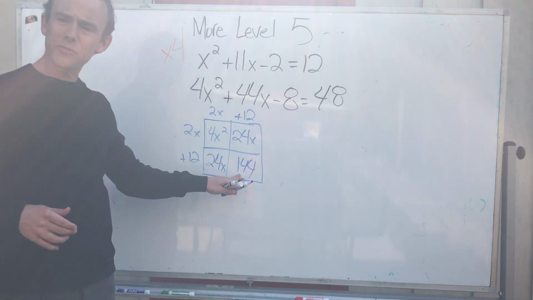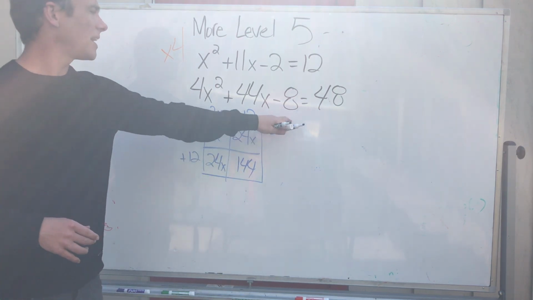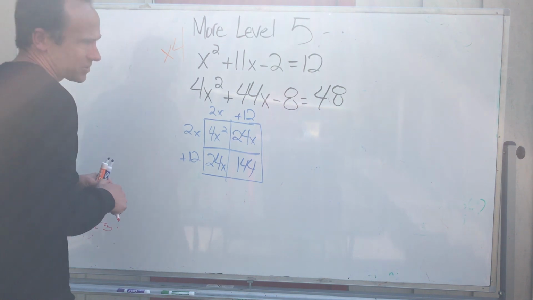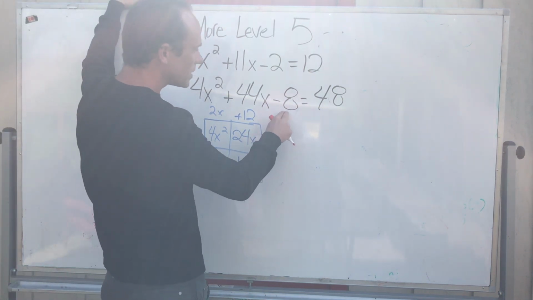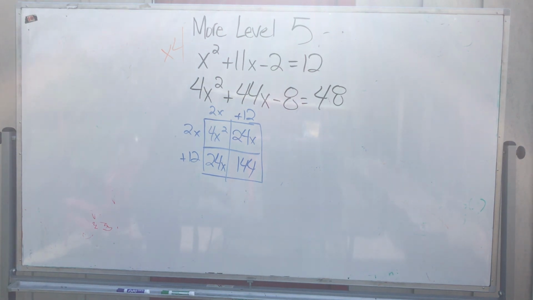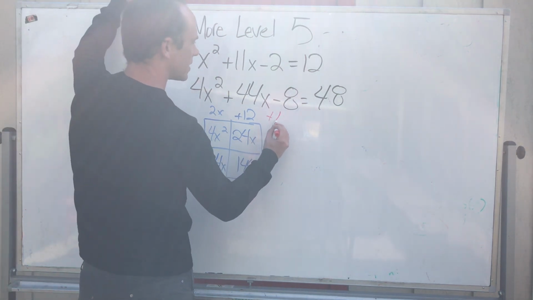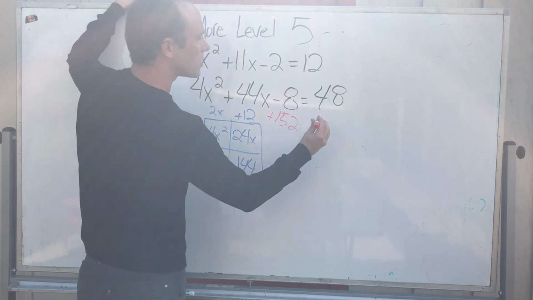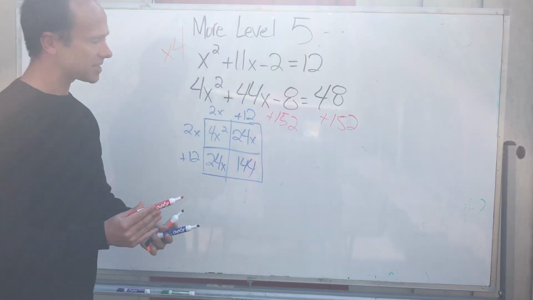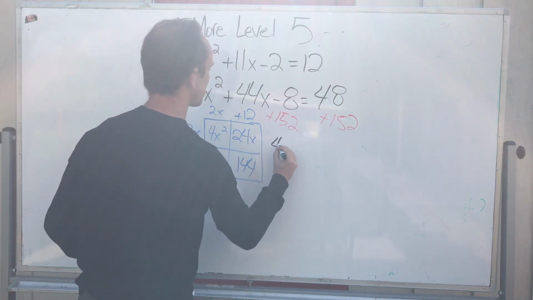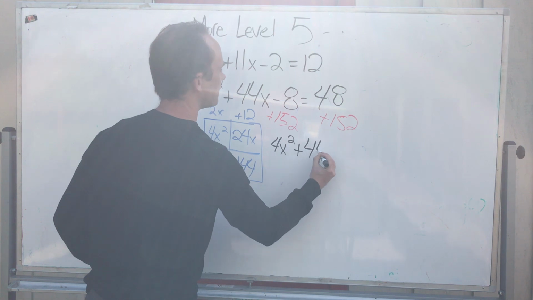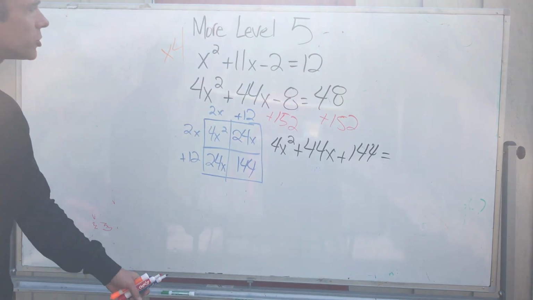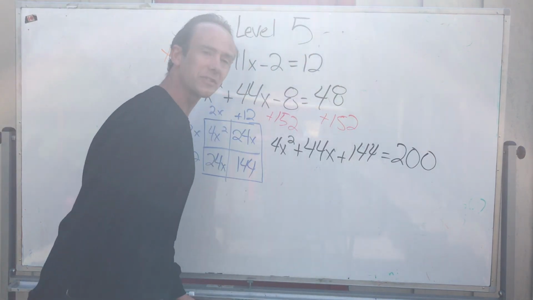All right, so it's at 144. This is what I'm trying to model. I have minus 8. And this is kind of like, you know, why we call it completing the square. It's the more technical, mathy term, I suppose, is we need to complete the square here. So let's see, we got to add 152, because if we add 152 to minus 8, we'll get 144. And we have to do it to both sides because it's an equation. And we end up with 4x squared plus 44x plus 144 is equal to 200. That's going to be a fun one to simplify.